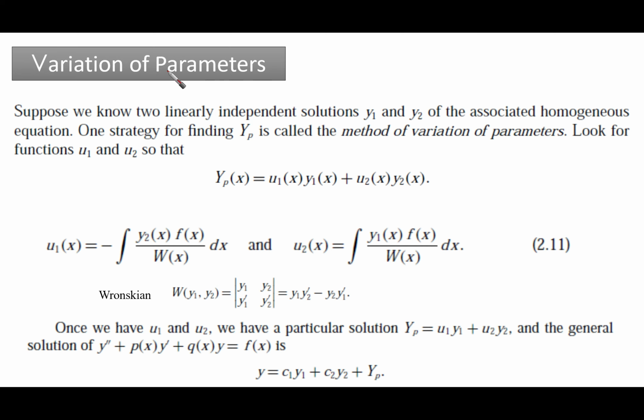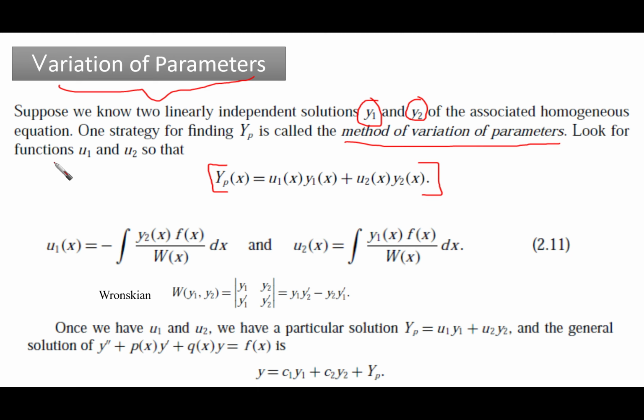Now for the variation of parameters, suppose we know two linearly independent solutions, y1 and y2, of the associated homogeneous equation. One strategy for finding yp is called the method of variation of parameters. Now how to obtain this and what is the derivation? You can find this in the textbook. I'm going to focus here on how to use the method itself rather than the derivation.